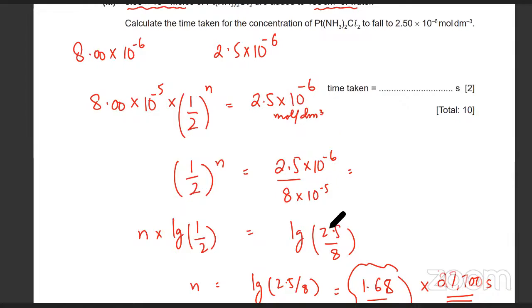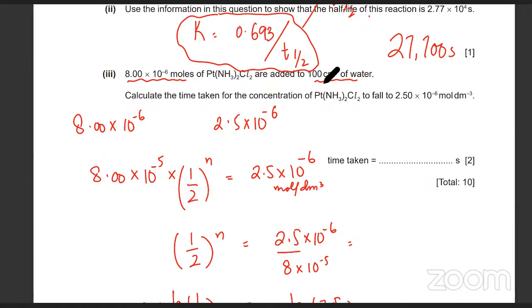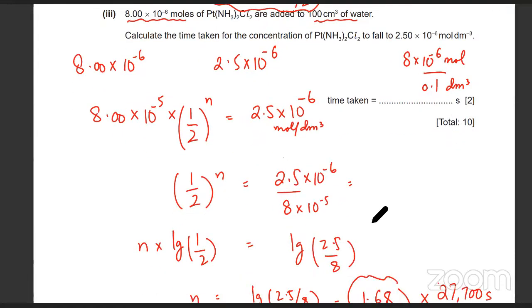Sir, how did this -5 come? It will be -7. No, 8 times 10⁻⁶ moles in 100 cm3 water, right? So that means 8 times 10⁻⁶ moles in how many dm cube? 0.1 dm cube, right? -7 or -5? Sir, -5 is coming. It will be -5 only. So it's going to be -5.